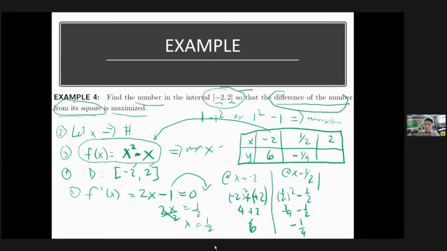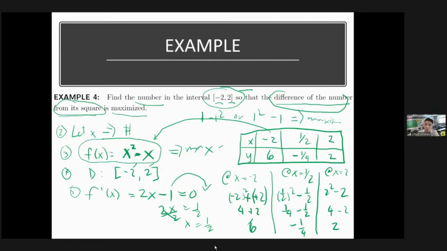And lastly, at x equals to 2. Substituting, this is 2 squared minus 2. And this is 4 minus 2, kaya nahimunig 2. So 2.